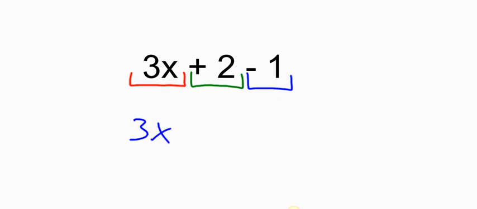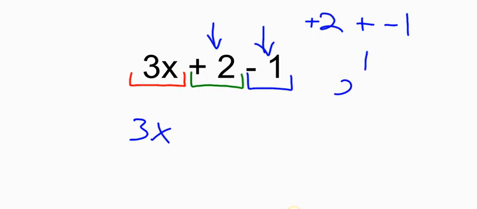But what I can say is I have a positive 2 and a negative 1, and those are both just numbers. So let's combine those together. Let's simplify it. Positive 2 plus a negative 1 equals 1. That's the same as saying 2 minus 1. And so in the end, I'm going to come away with a positive 1. And so I've simplified this expression to now equal 3x plus 1.